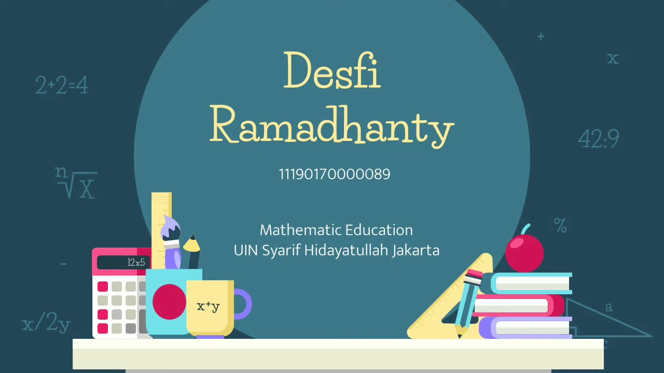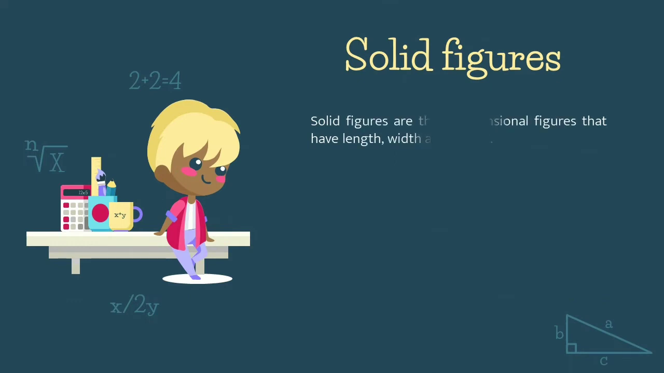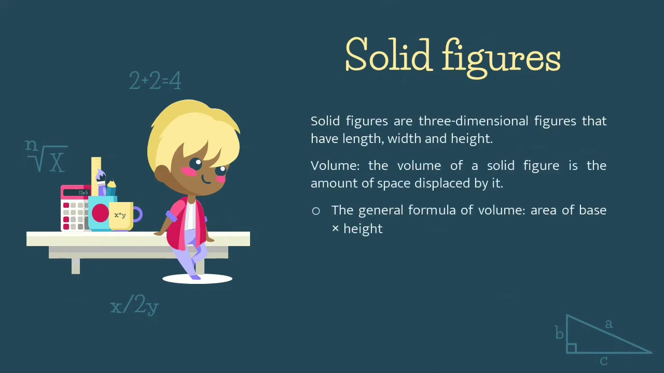So today, in this video, we will discuss solid figures, especially the special things in volume. Solid figures are three-dimensional figures that have length, width, and height. The volume of a solid figure is the amount of space displaced by it. The general formula of volume is area of base times height.